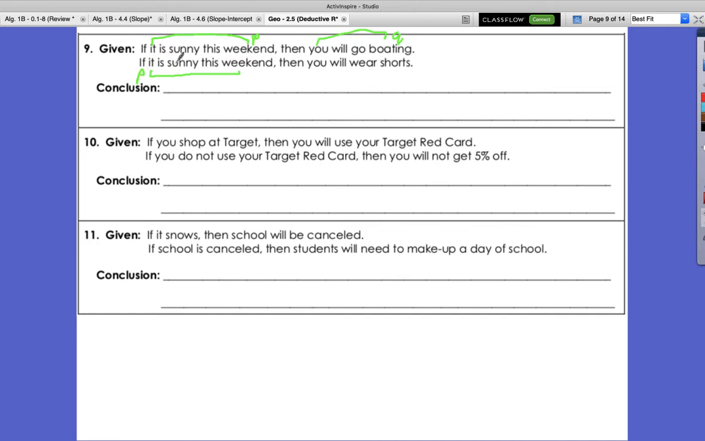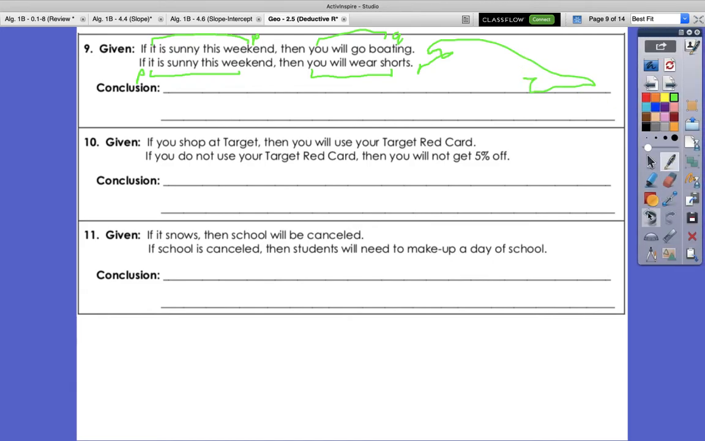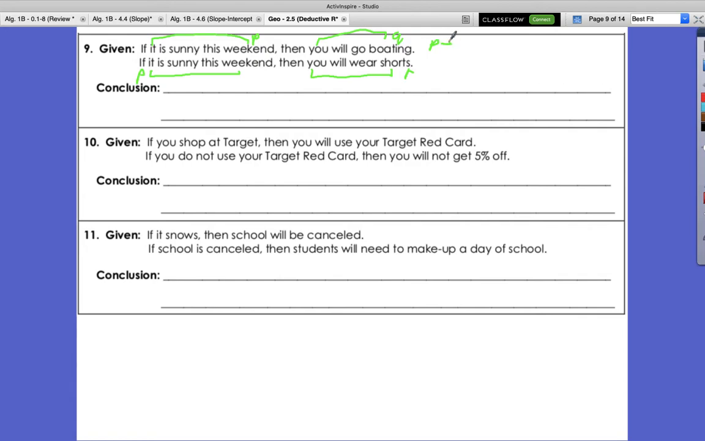It's P. Then you will wear shorts. You will wear shorts. That's new. It's R. So this one goes, let me fix that again. This one goes, let's make that R. This one goes if P then Q, and it goes if P then R. So that does not follow the same pattern. The conclusion of the first and hypothesis of the second don't match up. So this is actually no valid conclusion.